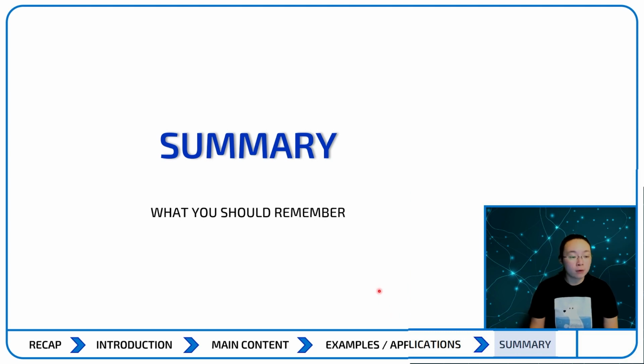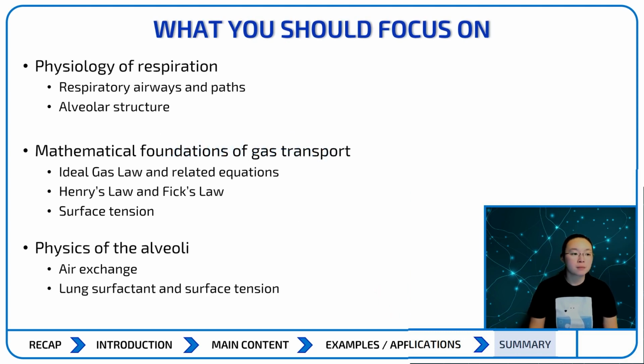Okay, so now going through what we have to remember for this lecture. Number one, you should understand the physiology of respiration. What are the respiratory airways and pathways? What's the alveolar structure? Be able to understand the mathematical foundations of gas transport, so like ideal gas law, Henry's law, Fick's law of diffusion, as well as surface tension measurements. And of course, you should understand the physics of the alveoli. So understand how to apply the equations, understand how to explain what happens with air exchange in the alveoli and in your tissues, and understand how lung surfactant works to reduce surface tension when you're exhaling.